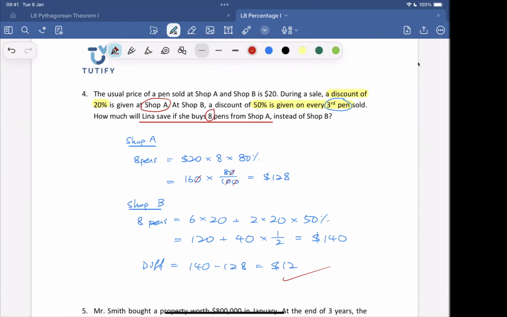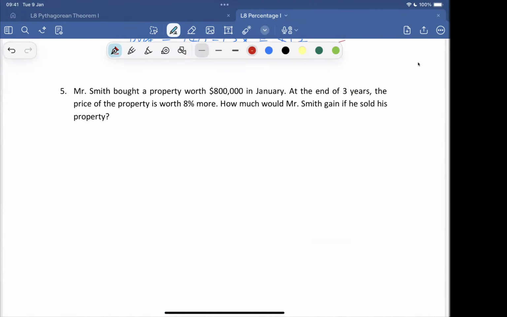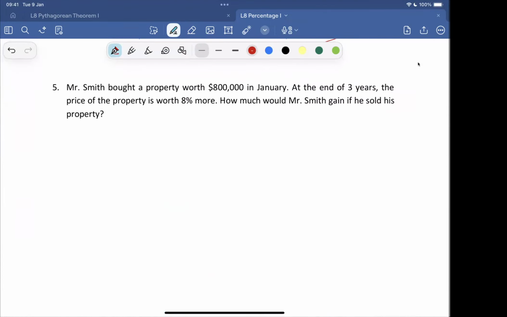Okay, question number 5. Mr. Smith bought a property which is worth $800,000 in January. At the end of 3 years, the price of the property is 8% more. Oh yeah, students, there's one more thing that I forgot to mention. Buying a property is also considered investing. That means your money is going to grow because the property is going to get more and more expensive. Next time when you sell it, you can take back more money, okay?